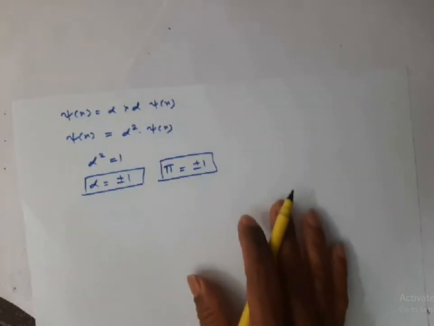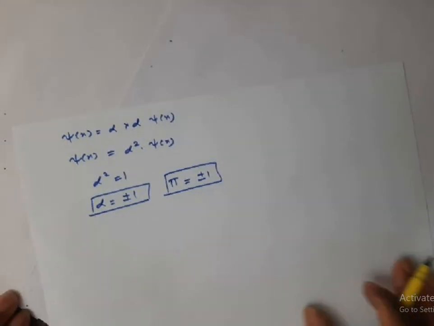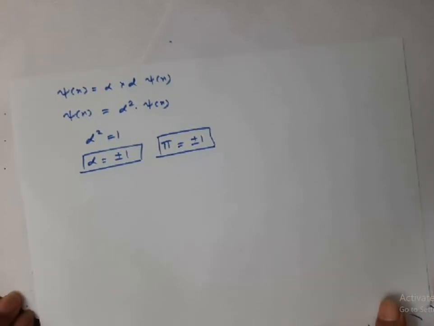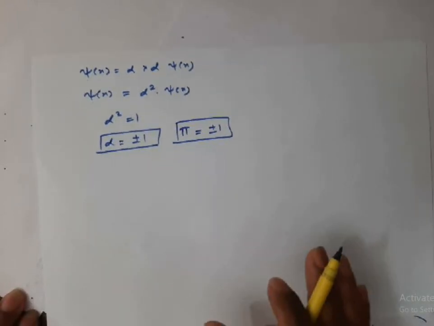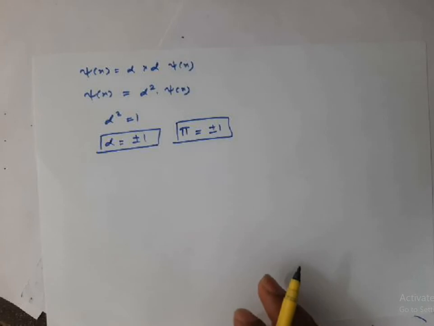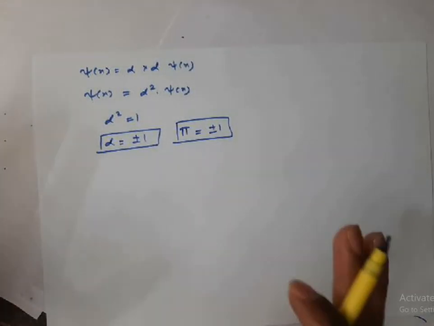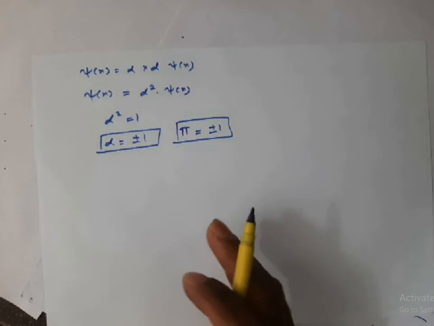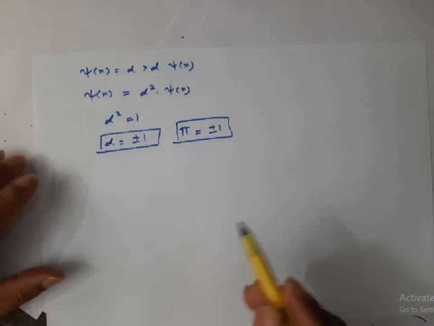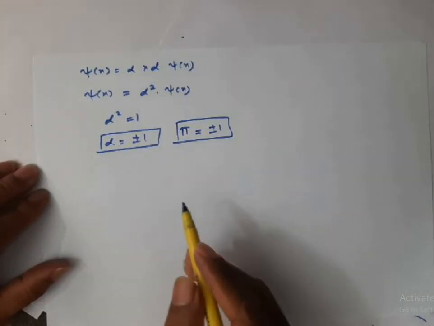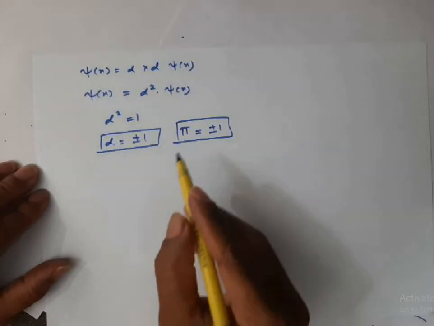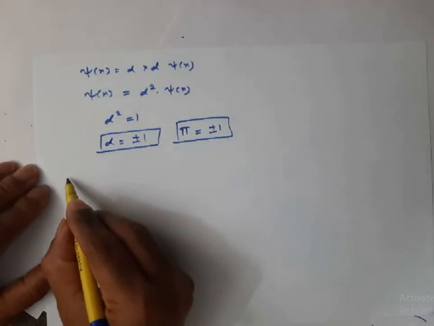Remember, the parity operator is a Hermitian operator. That is another important point you should keep in mind. I'm not going to give any proof for that, but try to keep this in mind because it is a very simple one. You can easily prove it, and it is available in almost all books. So this is the eigenvalue.